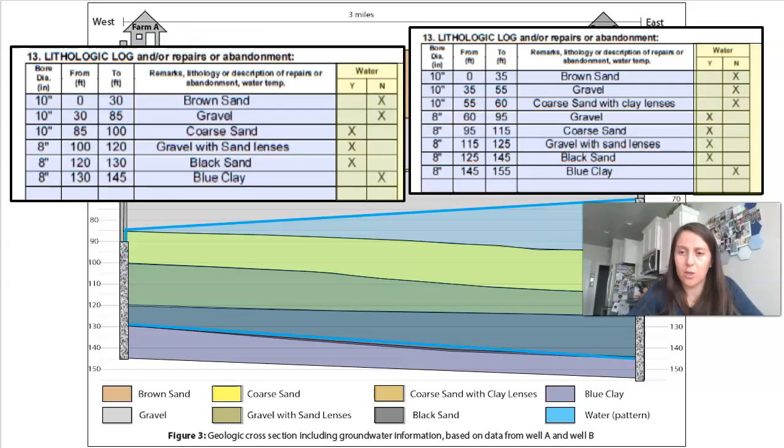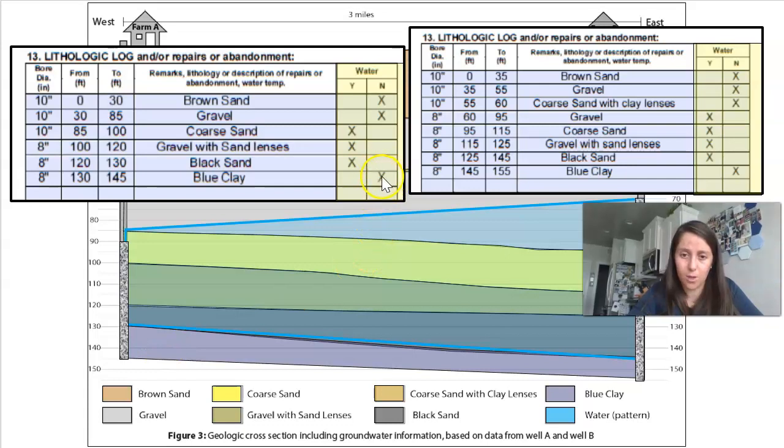So here you can see that on the lithology, on item 13 of either log, they also told you whether they encountered water or not at each of those lithologies. So that's what I did. I said, okay, they found water in the coarse sand, in the gravel with sand lenses, and in the black sand for farm A. So here is the coarse sand, gravel with sand lenses, and black sand. Good, that makes sense. Not in the blue clay, however.